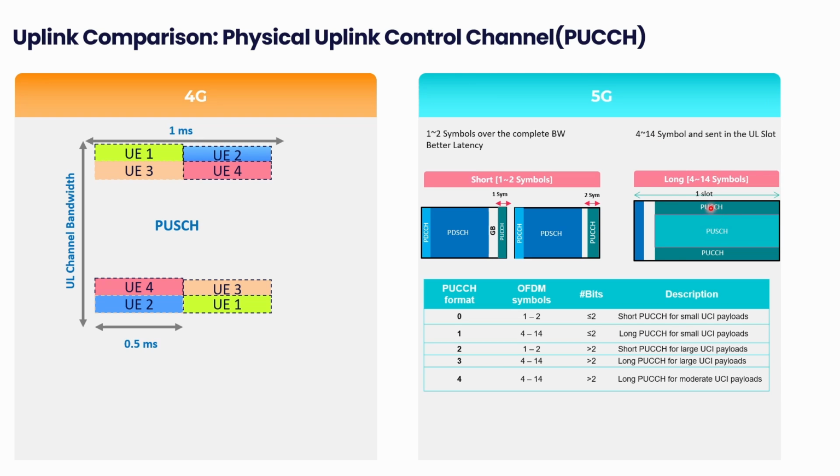And the PUCCH still has a concept close to 4G, which is also transmitted across both edges of the channel bandwidth, as you can see here, and it's covering 4 up to 14 symbols. And here is the overall table of formats which we currently have in 5G. We have PUCCH formats from 0 up to 4, and each one has a different number of symbols according to the specification. For example, format 0 and format 2 are related to the short format, and formats 1, 3 and 4 are related to the long format.